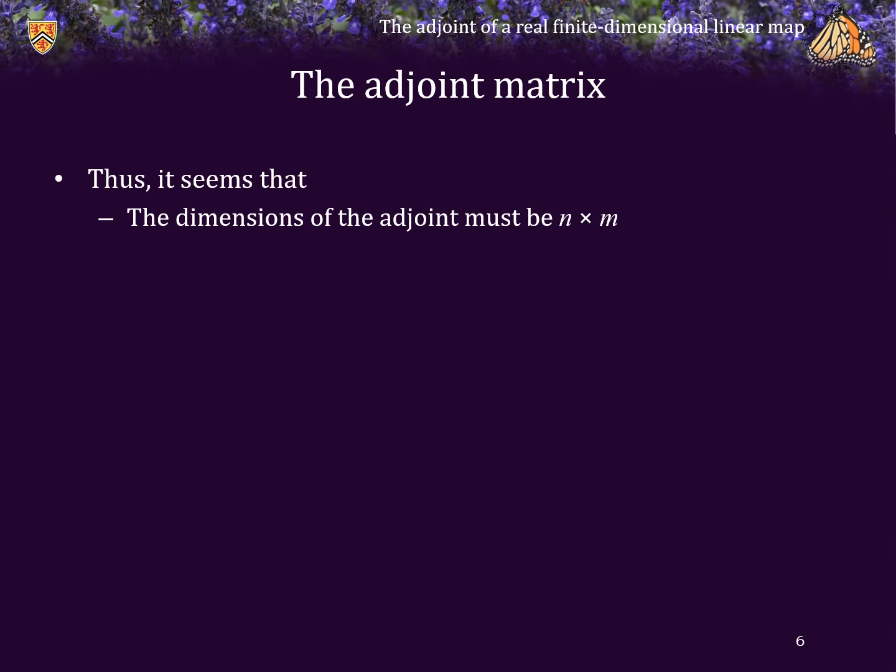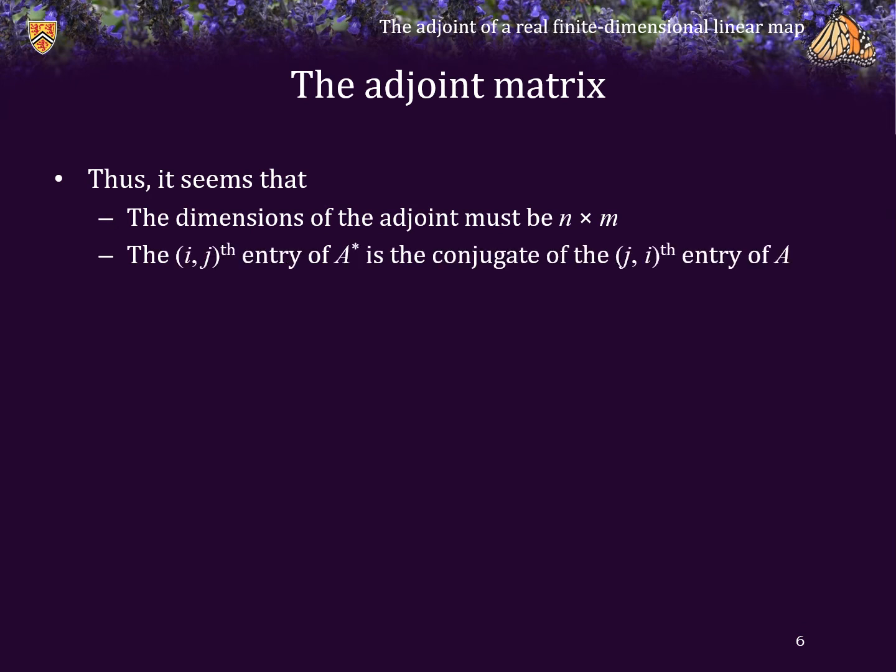Thus, it seems that the dimensions of the adjoint must be n by m. The ijth entry of the adjoint of A is the conjugate of the jith entry of the matrix A. That is, this relationship is true.